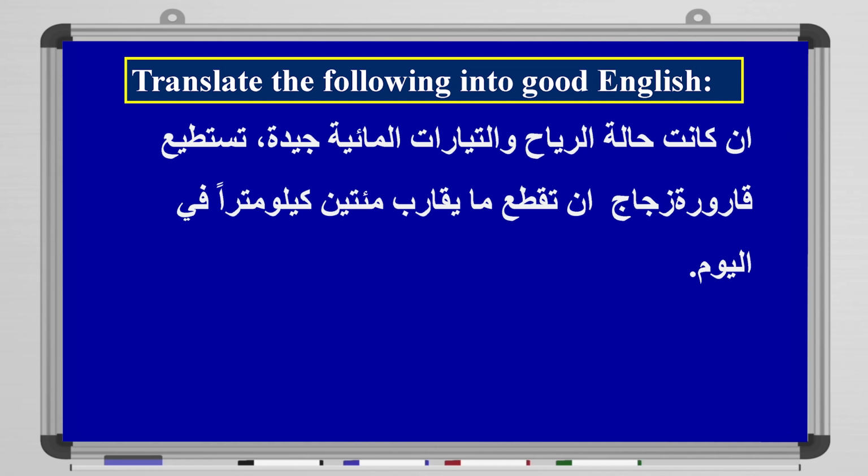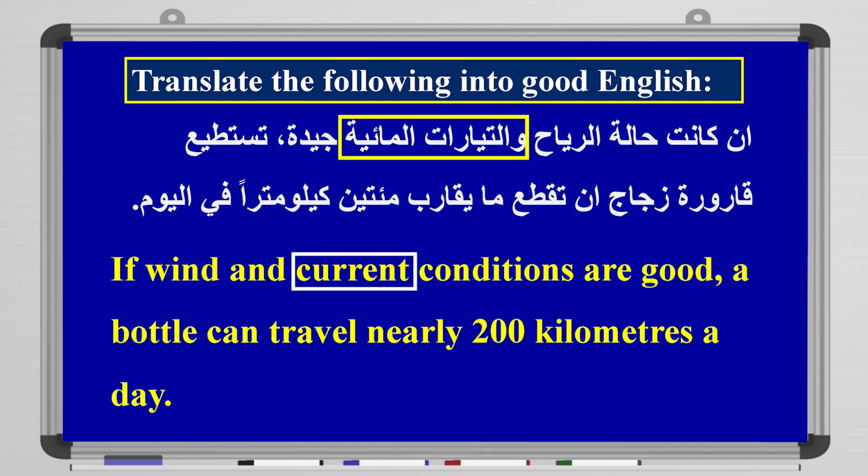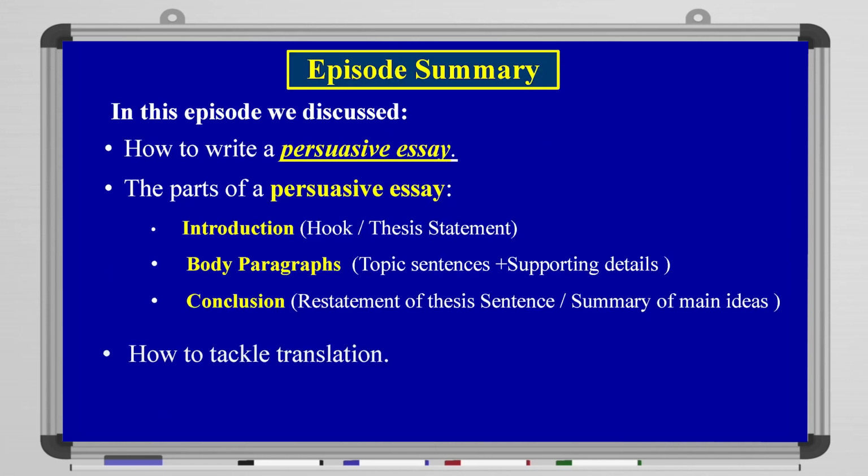How am I going to translate it? Look for keywords and understand the meaning. If wind and current conditions are good, a bottle can travel nearly 200 kilometers a day. You see how informative this sentence is? Water currents, current.